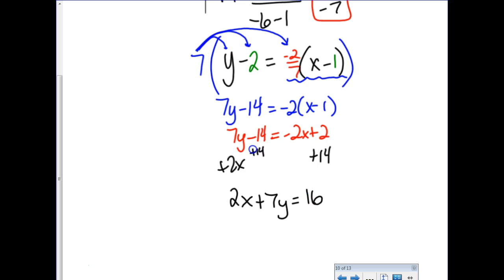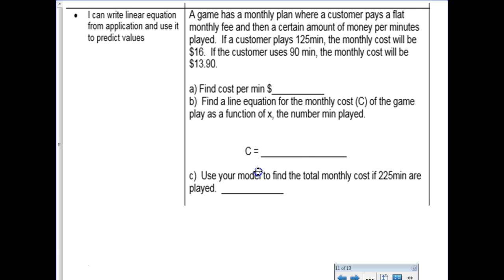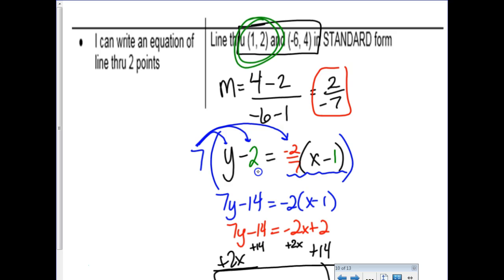Kind of cheated with my showing my work here. That was dangerous of me. There we go, that's better. Standard form. Look at that. Beautiful. All right. Let's see if I do this right.